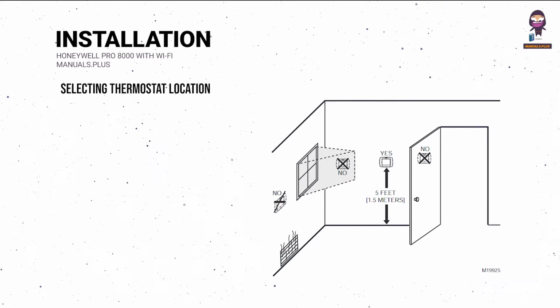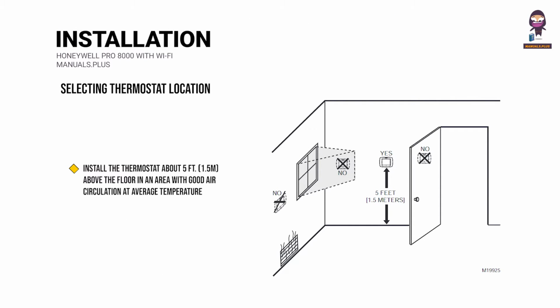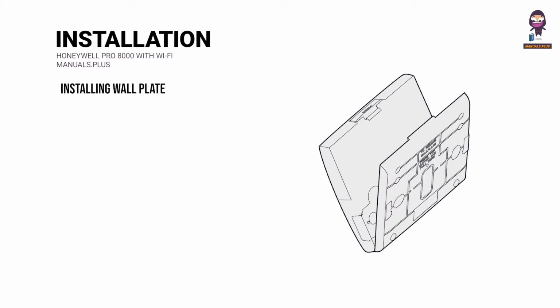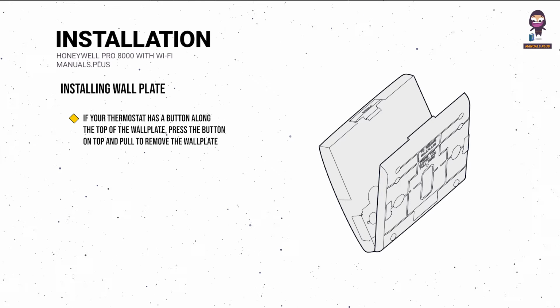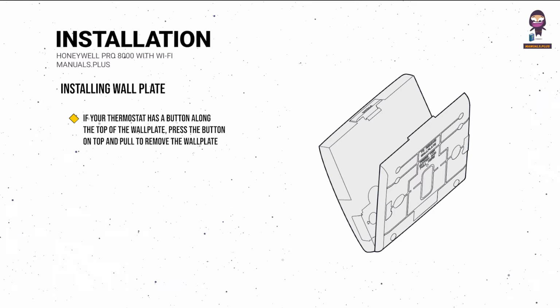Selecting thermostat location. Install the thermostat about 5 feet, 1.5 meters, above the floor in an area with good air circulation at average temperature. Installing wall plate. If your thermostat has a button along the top of the wall plate, press the button on top and pull to remove the wall plate.